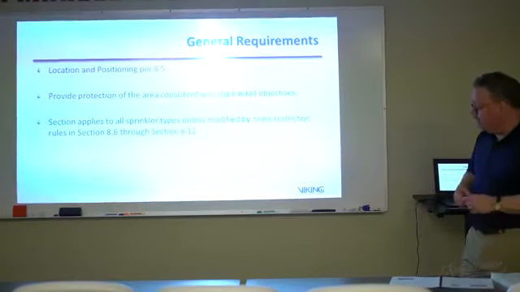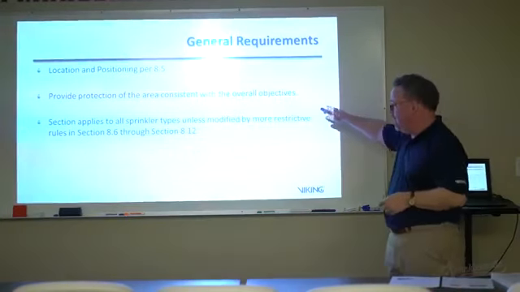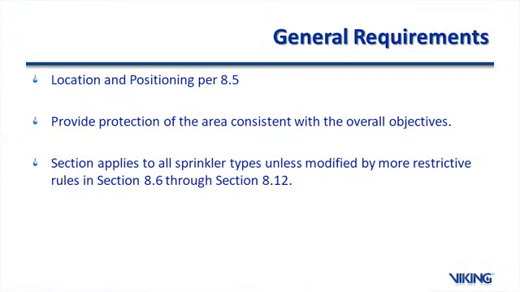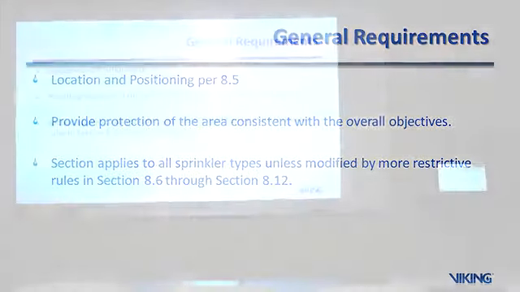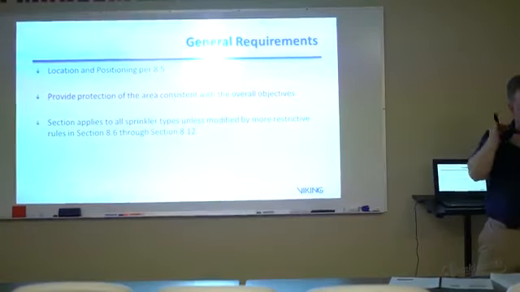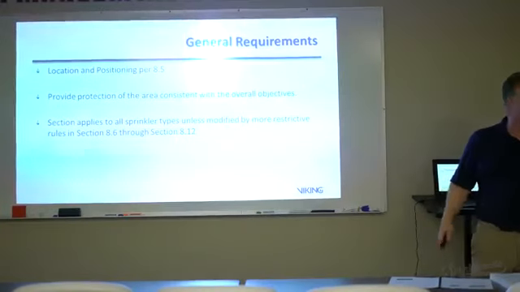So the general requirements provide protection area that is consistent with the overall objectives, whether it's suppression or control, or if it's residential, maybe there's the life safety mode in there as well. The section applies to all sprinkler types unless modified by more restrictive requirements in sections 8.6 through 8.12. So these rules that we're going to talk about in 8.5 apply to everything unless they get modified in those sections. Now, in those 7 sections, those are the specific other types of sprinklers.